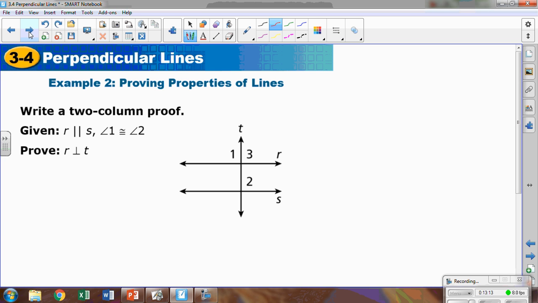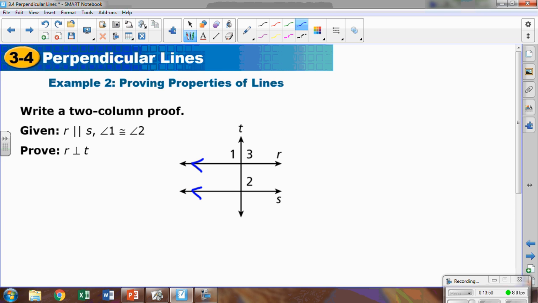So what's the idea? Well, what do these things tell us? Just thinking about the plan, R is parallel to S. So we know, we get all of those angle things. We know that corresponding angles are congruent. We know that alternate interior are congruent. We know alternate exterior are congruent. We know same side interior are supplementary. We get all of those tools because we have parallel.